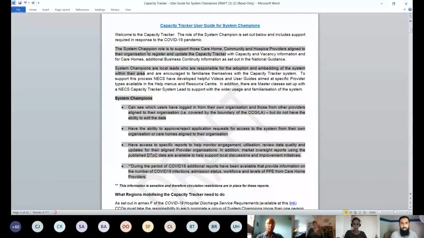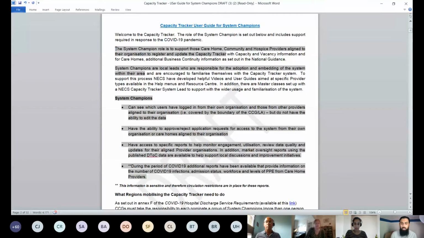So the role, I've just highlighted some things in grey here for people to read, and I hope you can. I'll just read them out for you. So the first bit is the system champion role is to support those care home, community and hospice providers aligned to their organisation to register and update the Capacity Tracker. And the system champions are local leads who are responsible for the adoption and embedding of the system within their area. So it's quite a specific role.